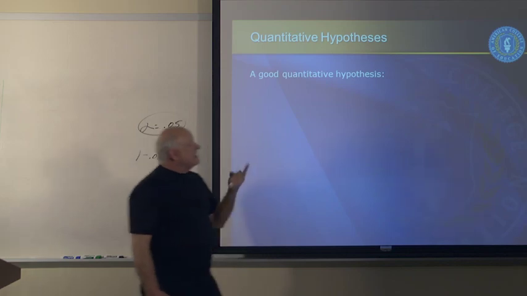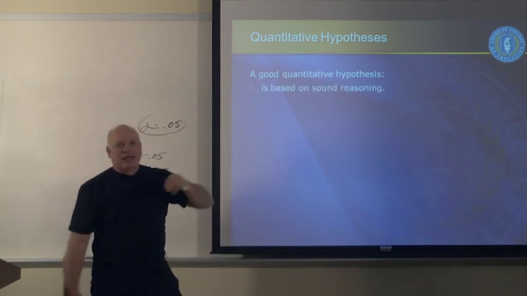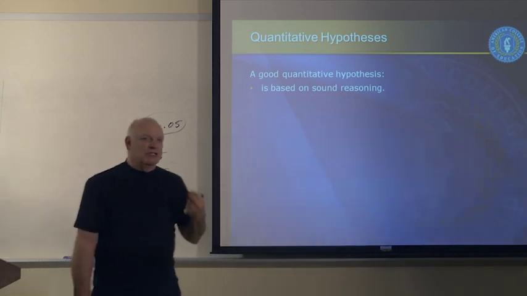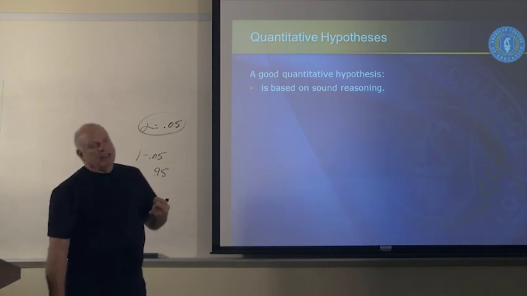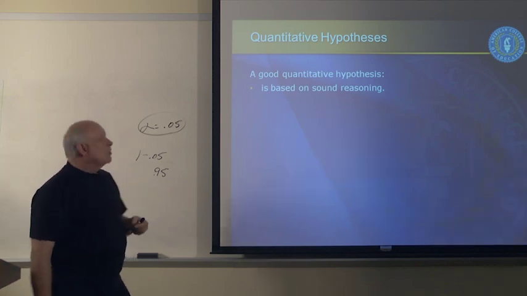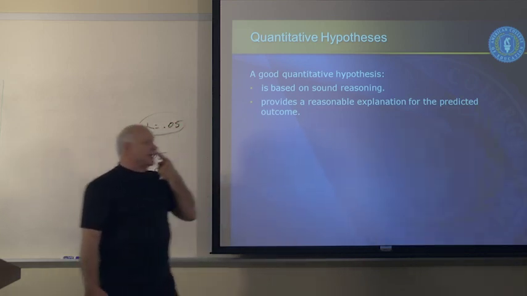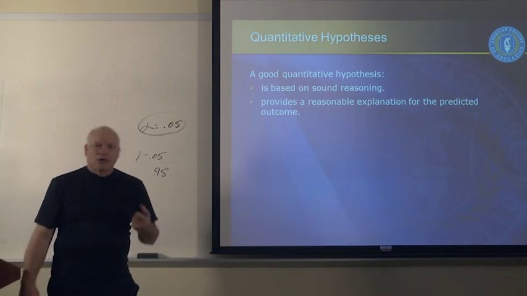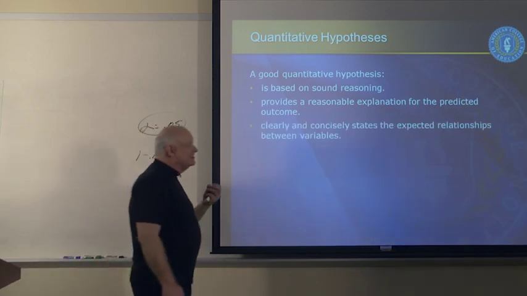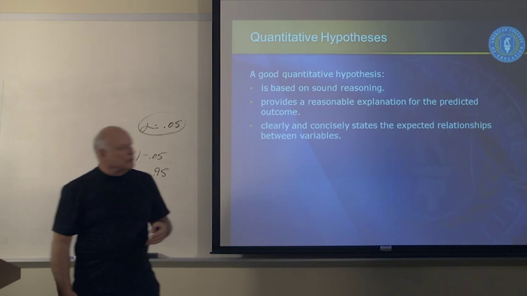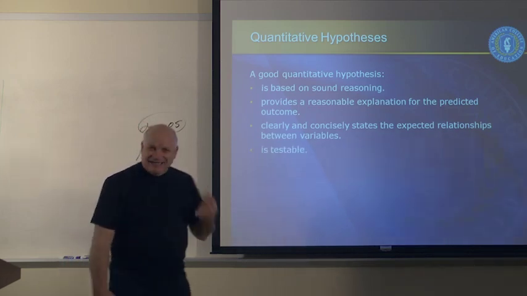A good quantitative hypothesis is based upon sound reasoning. I've got to have a significant difference. It's based on numbers. It's based on the data strength, and I'm using the appropriate statistical procedure. It provides a reasonable explanation for the predicted outcome, significant or not significant, clearly and concisely states the expected relationships between the variables if you're doing a correlational test, and is testable.